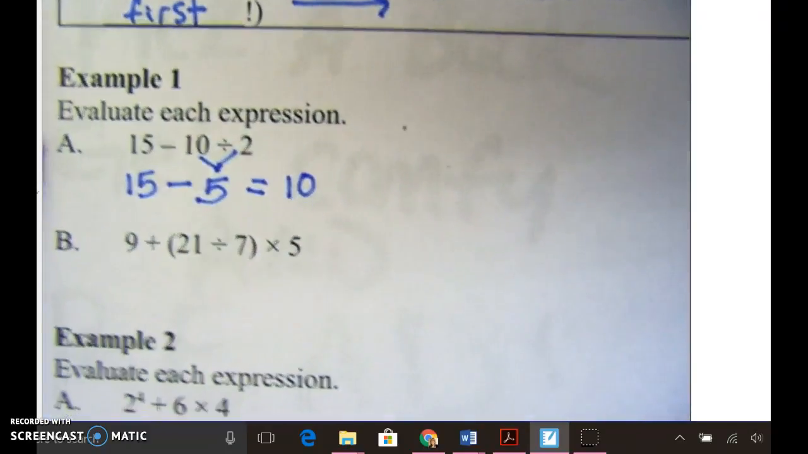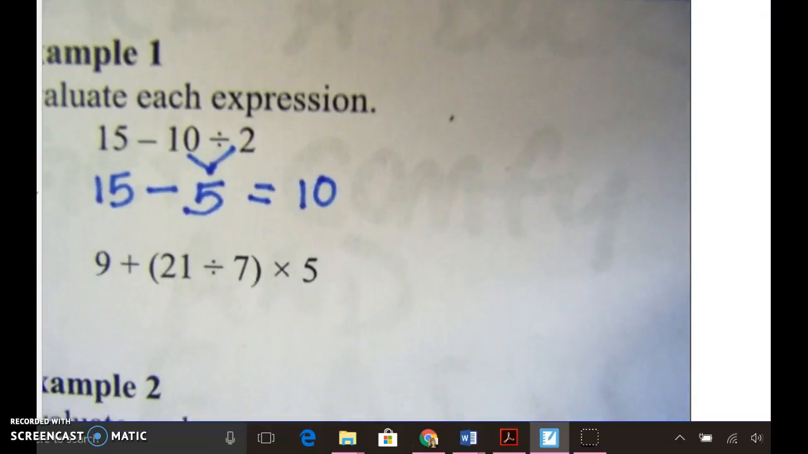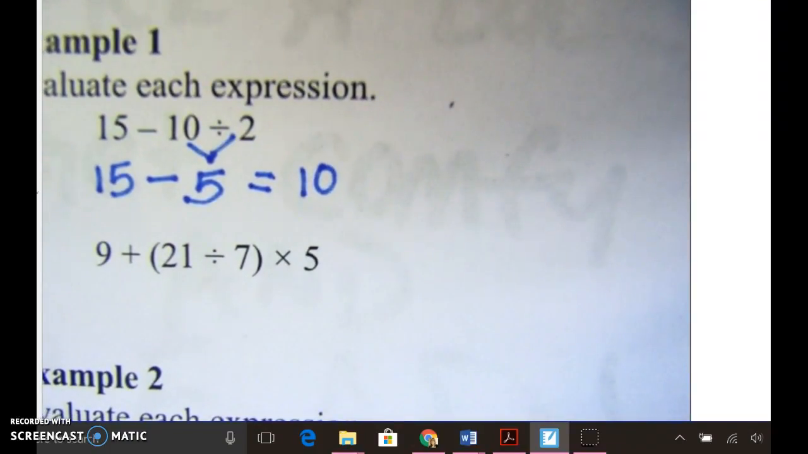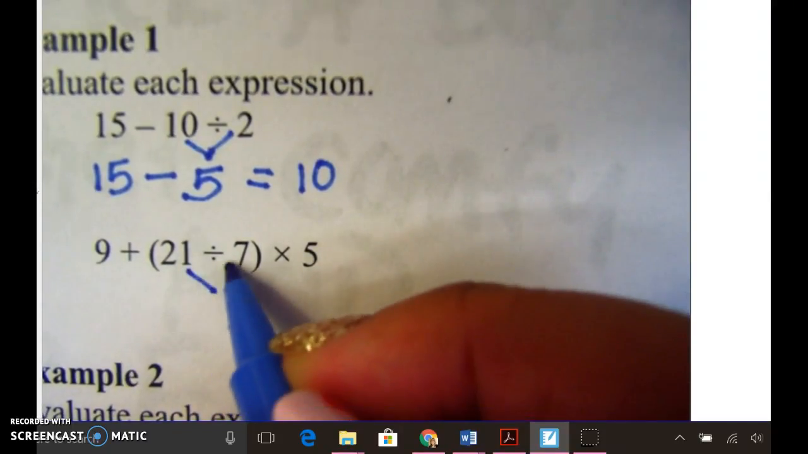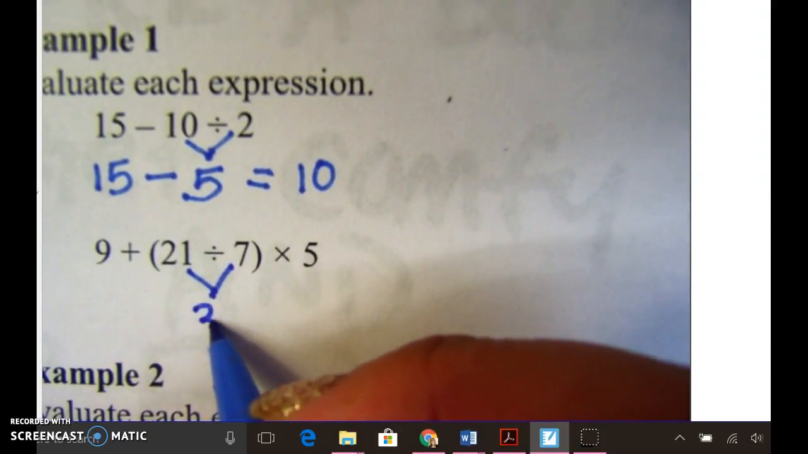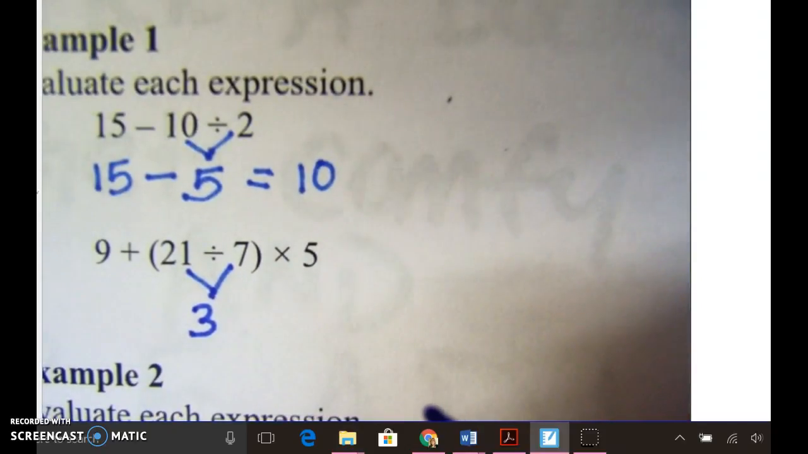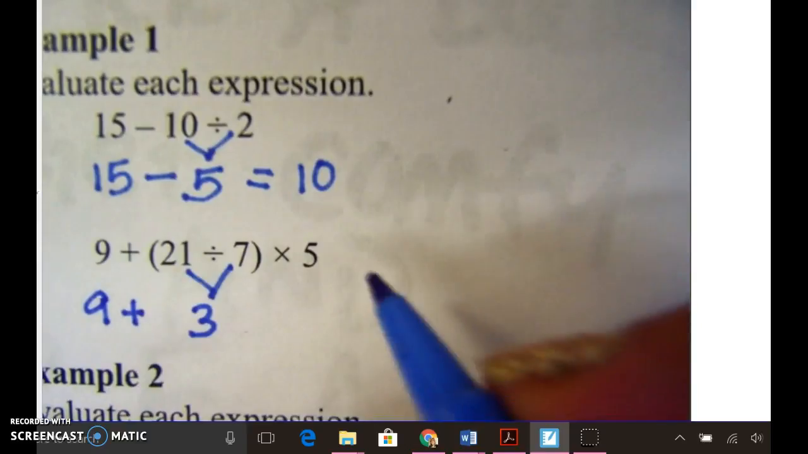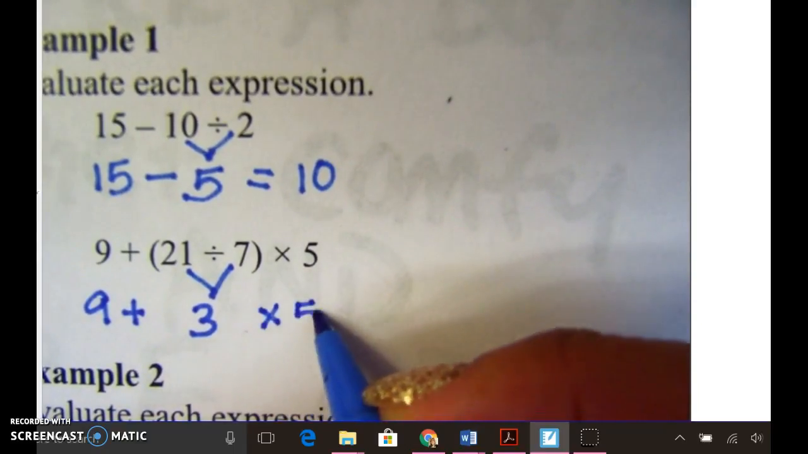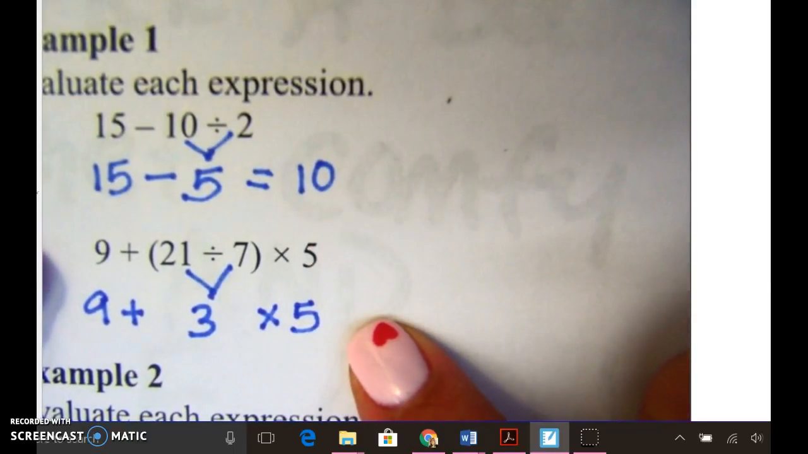Let's do the next one. Do I see any parentheses? Yes. 21 divided by 7. So I'm going to do this first. I'm going to put the answer right underneath where it is in the problem, and then I'm going to copy everything else from the problem. 9 plus times 5. I'm just bringing it all down.